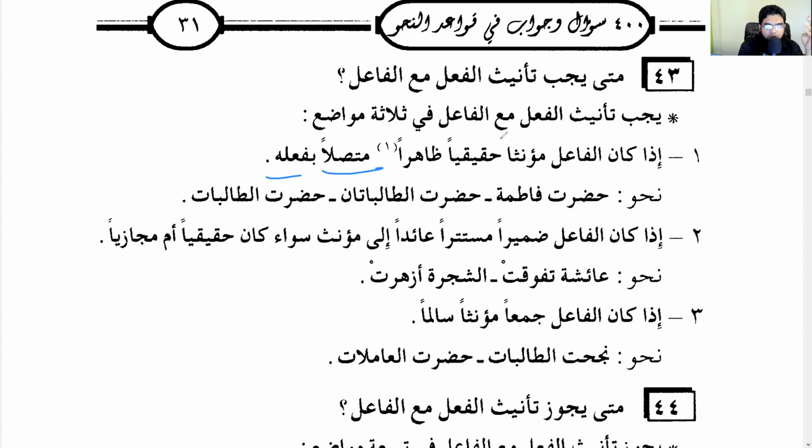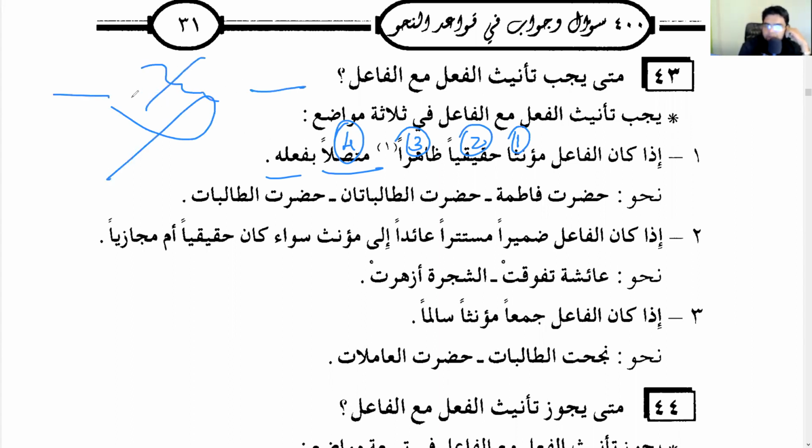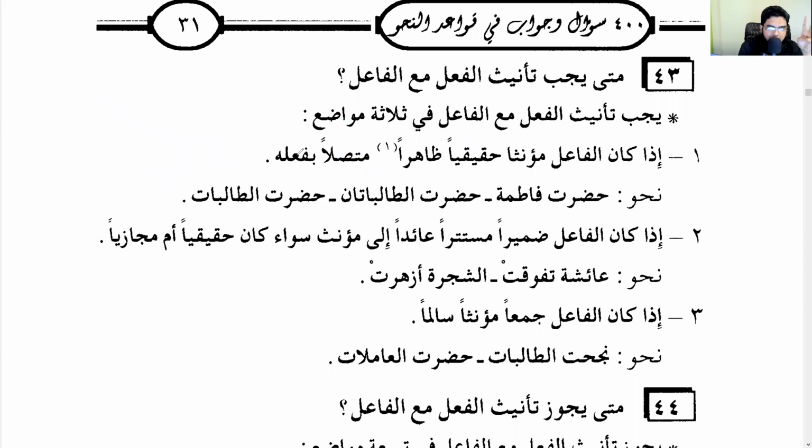And the 4th condition, 4 conditions actually. It should be female, it should be haqiqi, it should be zahir, it should be attached, muttasilan bi fi'lihi, attached with the verb. So there should be no gap. Like the verb is here and the fa'il is here, and there should be no gap between them. They should come together. If these 4 conditions are fulfilled, then you have to make it ta'nith.